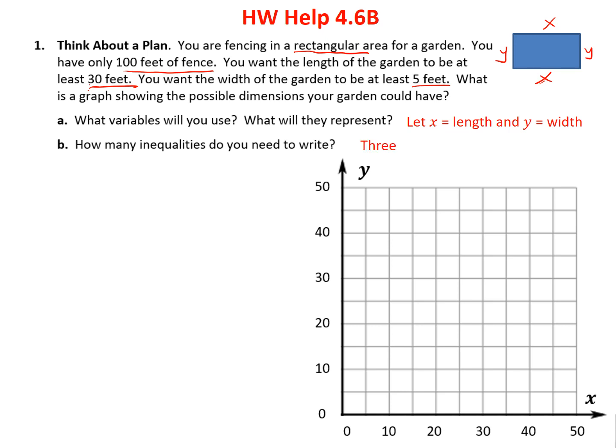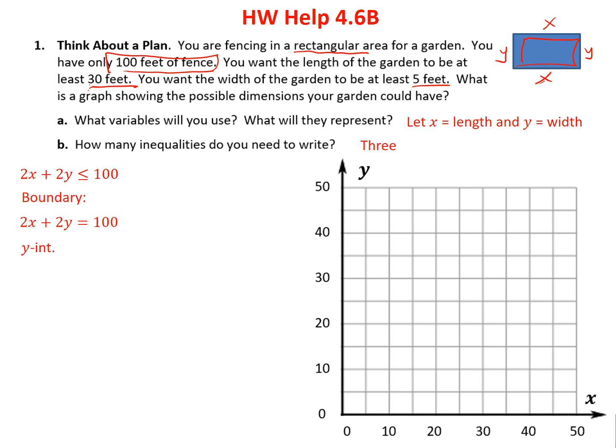So my first equation, let's start with the 100 feet of fence. How wide is my garden? Well, it's x plus y plus x plus y, or as we often say, 2x plus 2y has to be less than 100. Okay? So to graph this, let's start by looking at our boundary line. The boundary line is going to be 2x plus 2y equals 100. Easiest way to graph this is to find the two intercepts, the x and the y intercept.